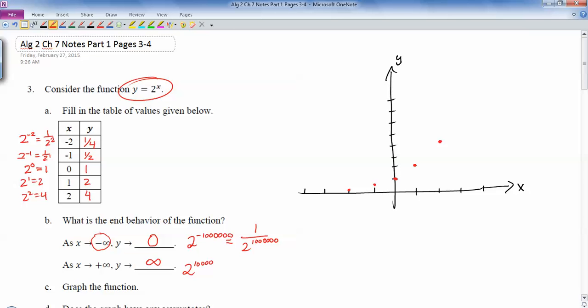And you can see, if I did 3, 2 cubed would be 8. So that would be up here. And if I did -3, that would be 1/8, 1 over 2 cubed. So 1/8 would be even lower, like right there. So you can picture what this thing looks like. You can see this thing is growing exponentially.